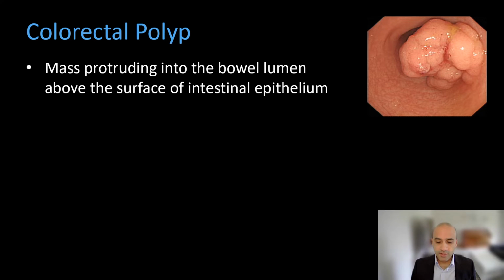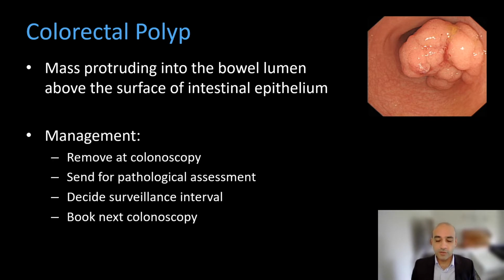I'm not sure how many of you here do colonoscopy, but I thought I'd just cover what a colorectal polyp is. Basically, it's just a mass that protrudes into the bowel lumen. That's the definition of it. Often these are precursor lesions to cancers. Most of them are not cancers, but they have the propensity to turn into a cancer.